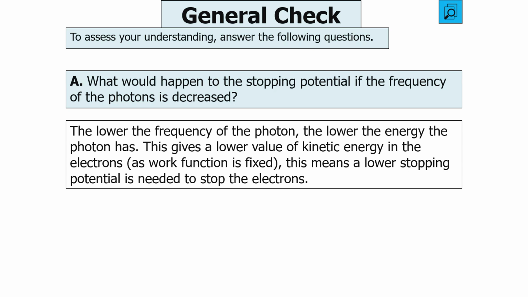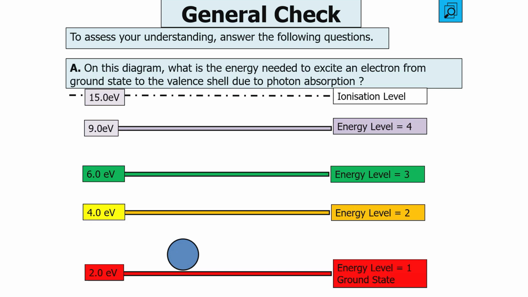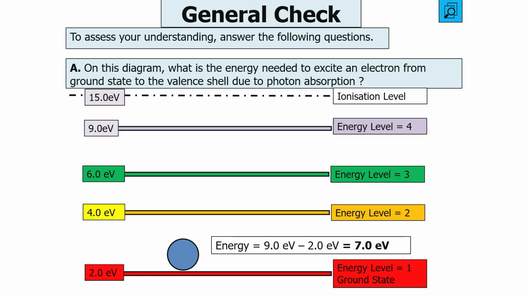This means a lower stopping potential is needed to stop the electrons. On the following diagram, what is the energy needed to excite an electron from the ground state to the valence shell due to photon absorption? Pause the video now, unpause the video when you want to go through your answer. The valence state is the highest energy level, so that's energy level 4. So it is the difference from energy level 4, 9 eV, to the ground state, which is energy level 1, which is 2 eV, so the answer is 7 eV.